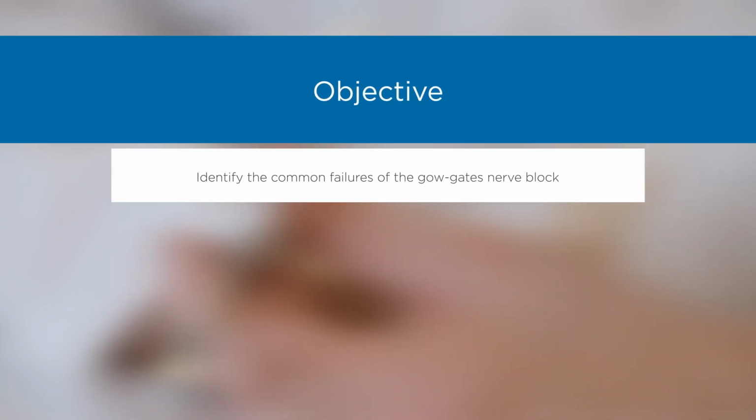Objective: identify the common failures of the Gow-Gates nerve block. The failure rate for the Gow-Gates is quite low. However, if the operator does not have experience providing this injection, the failure rate will actually be increased, generally higher than what the traditional inferior alveolar nerve block produces.